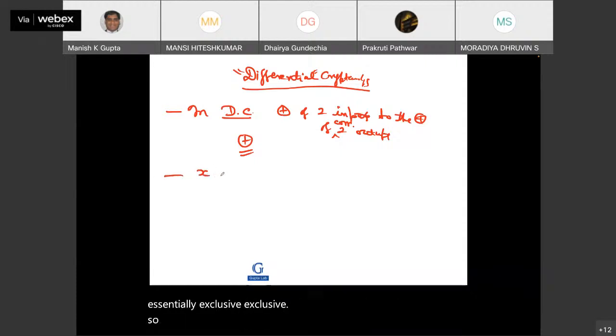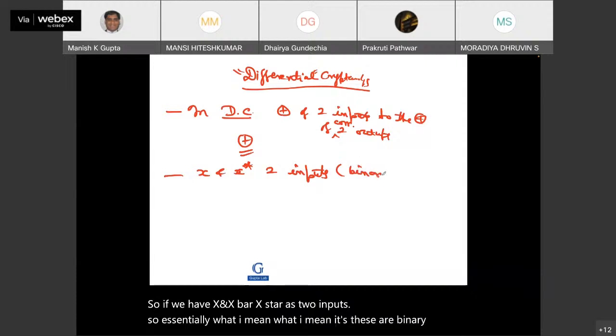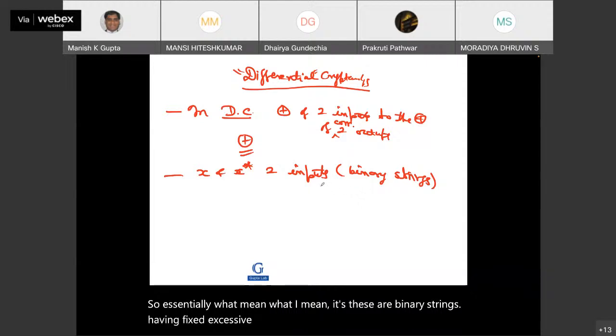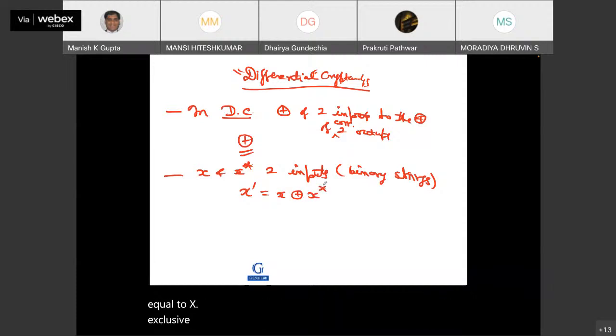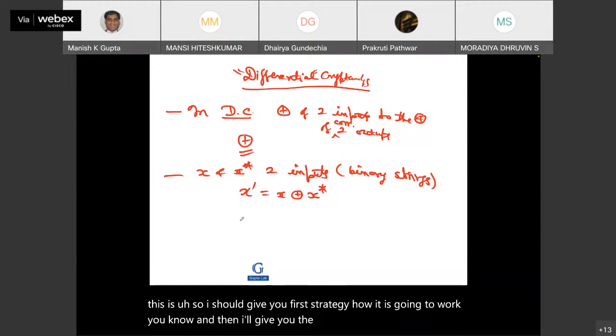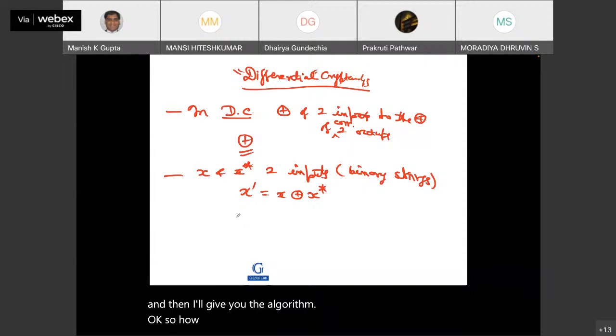So if we have X and X star as two inputs, essentially these are binary strings having a fixed exclusive OR value. So we call X prime equal to X exclusive OR X star. Okay. Now I should first give you the strategy, how it is going to work, and then I'll give you the algorithm. So how does differential cryptanalysis work? This is also known as a chosen plaintext attack.